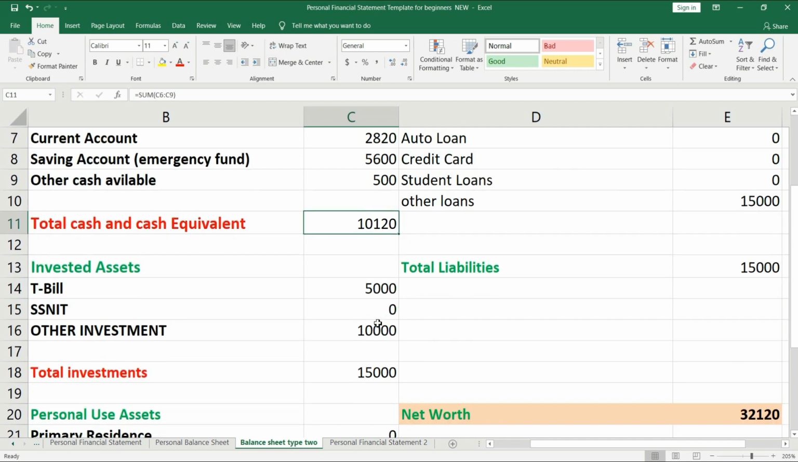Now we have invested assets. Invested assets has to do with you investing money in some assets, and most of the time in the form of T-bills, in the form of stocks. And normally stocks don't come into play when we talk about this country. Most of the time you get to know about stocks when you climb the ladder. Right now we don't have any stock here. So what we have is T-bill. Maybe you have bought a T-bill and the amount you bought is 5,000, so we put that one here.